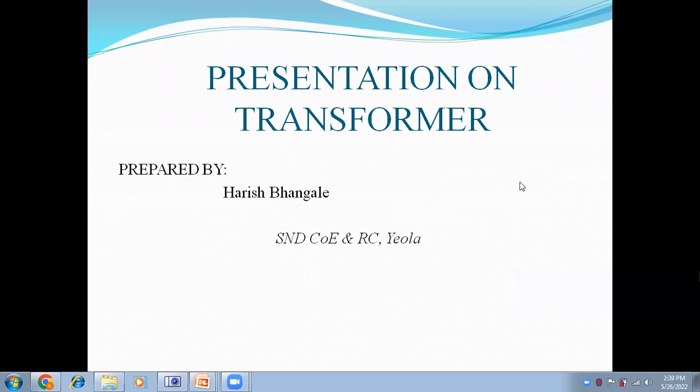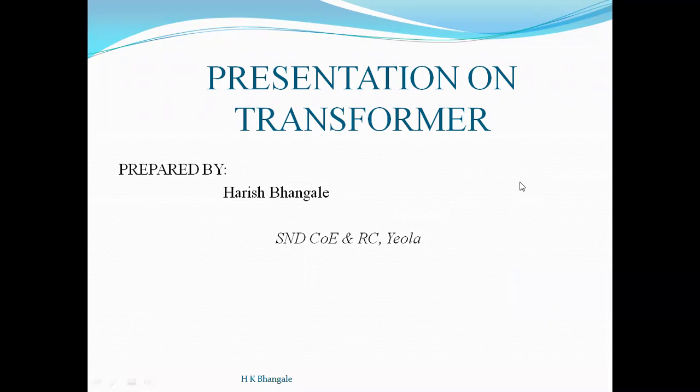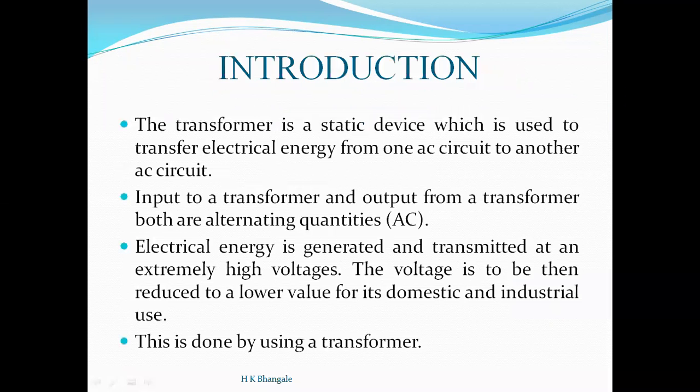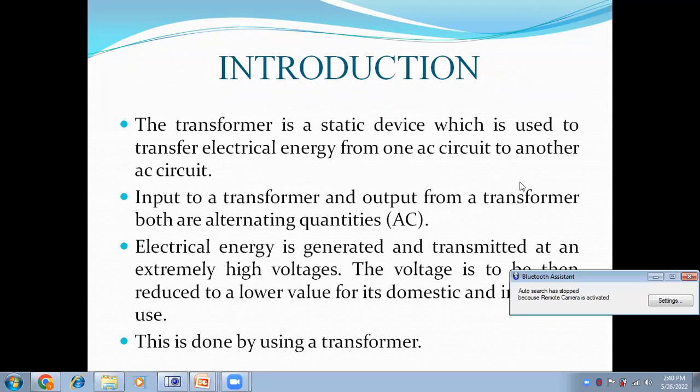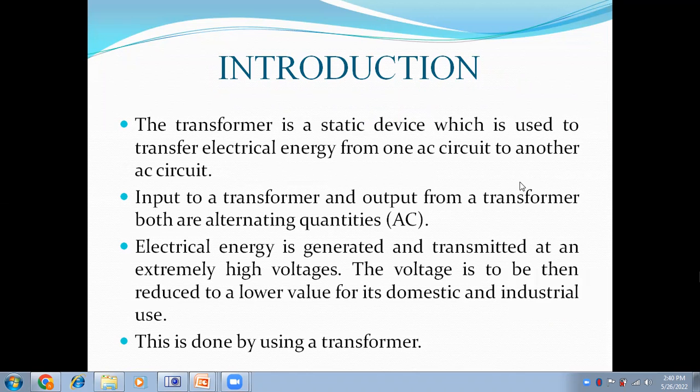So we are using alternating current in our daily use. The alternating voltages can be either raised or lowered as per the requirements in the different stages of the electrical network, just like generation, transmission, distribution, and utilization. This is possible with a static device, and that static device is called the transformer.